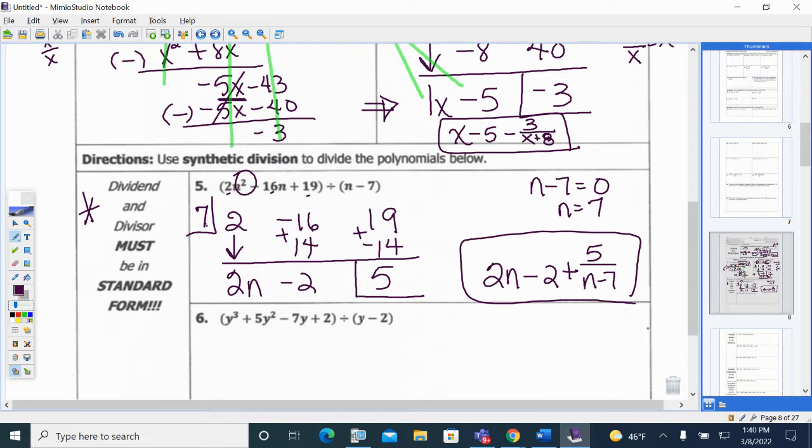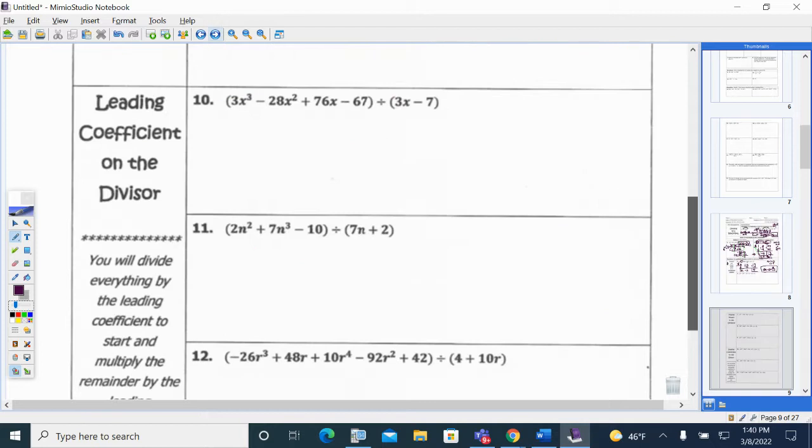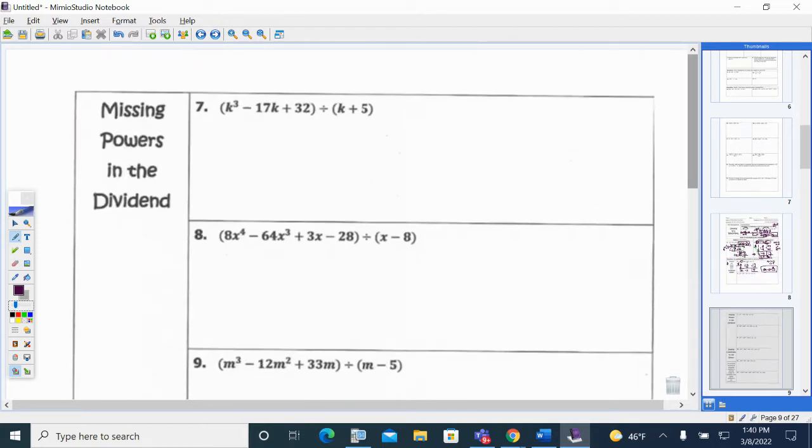I'm going to jump to number 7. On number 7, it says missing powers in the dividend. So I've got k cubed minus 17k plus 32 divided by k plus 5. Again, k plus 5, set that equal to 0, subtract to get your number that goes in the box.